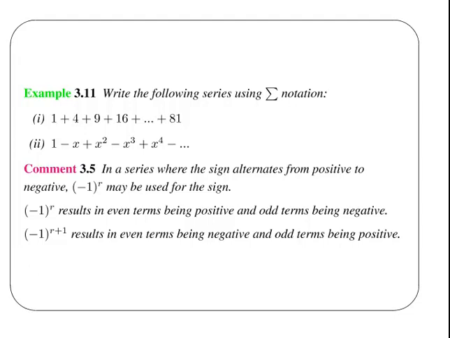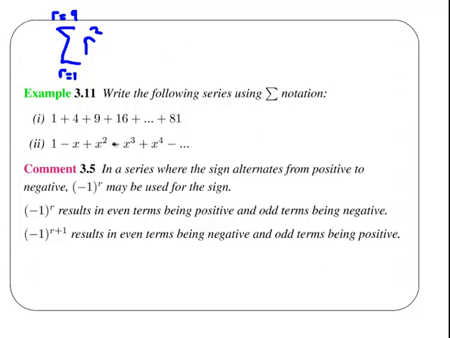So the last part is: write the following series using sigma notation. Here we have all the square terms, and the last term there is 81. So it's 1 plus 1 squared plus 2 squared plus 3 squared plus 4 squared all the way up to 81. Writing it like that, we'd simply write this as the sum from r equals 1 to 9 of r squared. So r is 1 squared, then r equals 2, add that, and so on, until we get up to r equal to 9.